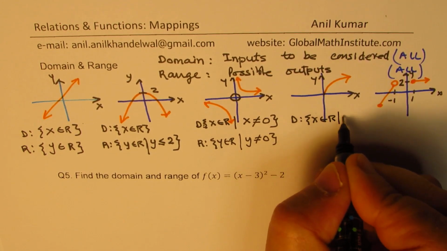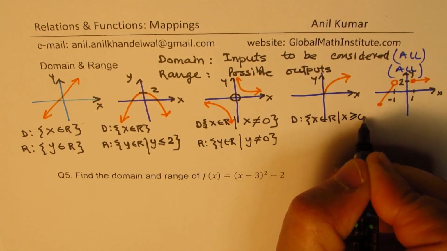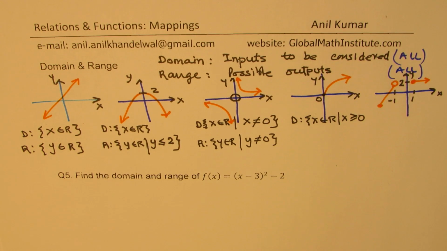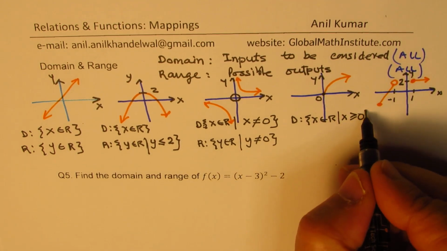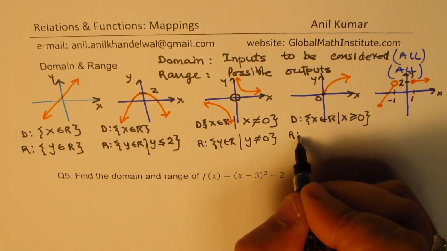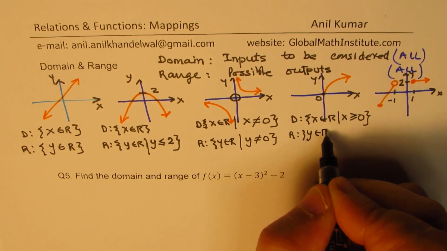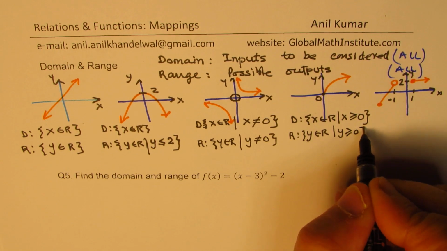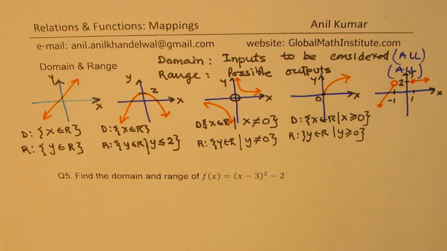Now in this particular case, a square root function, we say that the domain is x belongs to real numbers where x is greater than or equal to 0, since 0 is a part of our function. As far as the range is concerned, range will be written as y belongs to real numbers where y is also greater than or equal to 0. Perfect.